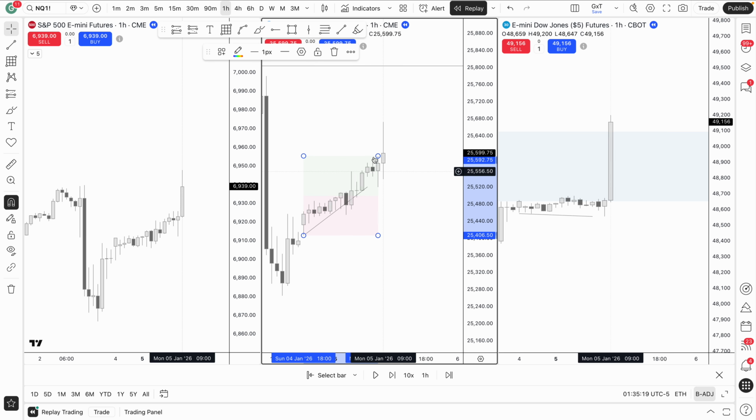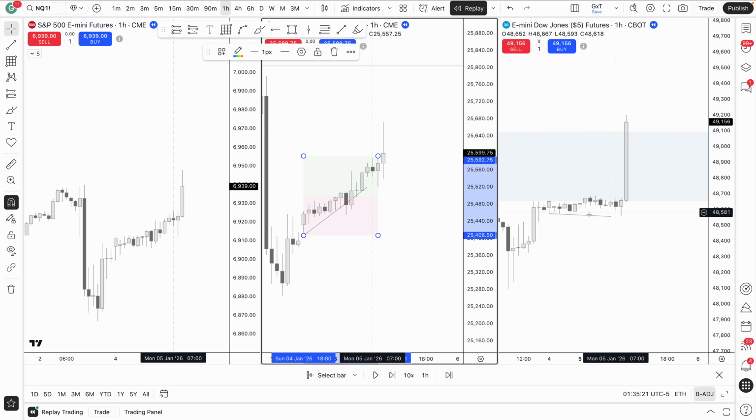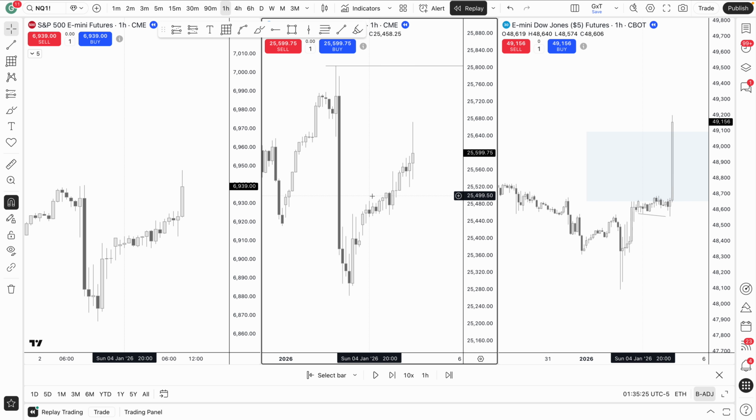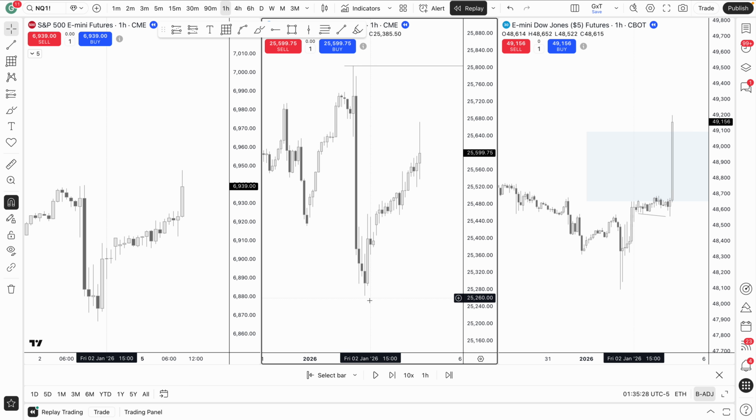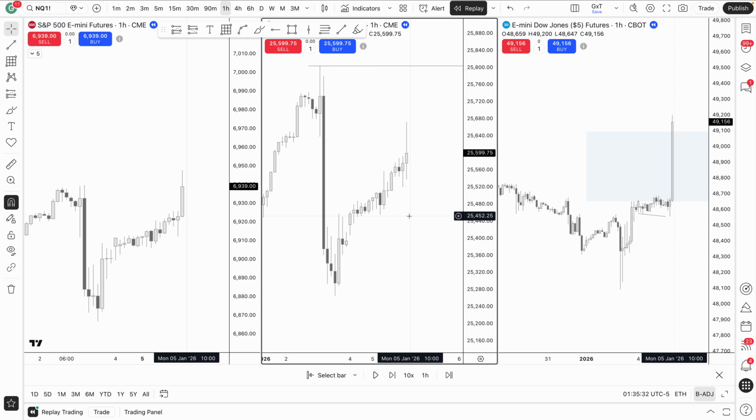Right? It was in premium of the range while this asset took out the low. And that is the strength switch, right? This asset was weaker because it's way in discount. This asset is above. But now you see this asset switch strength, right?